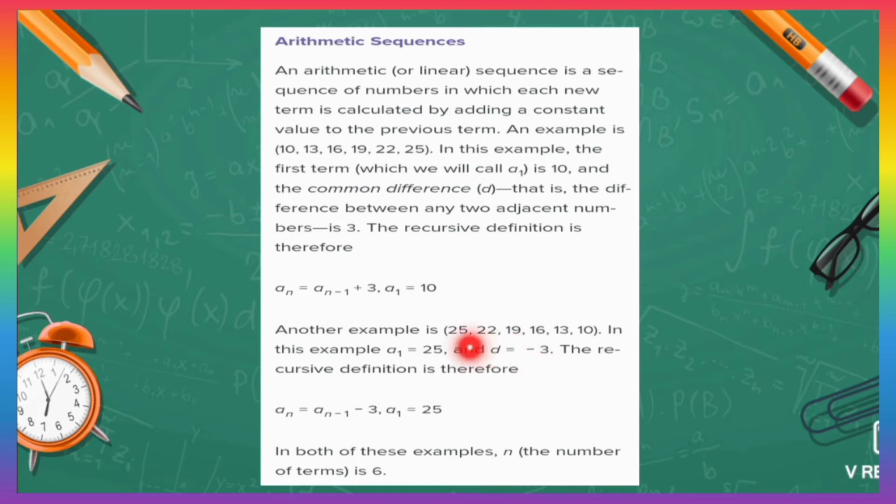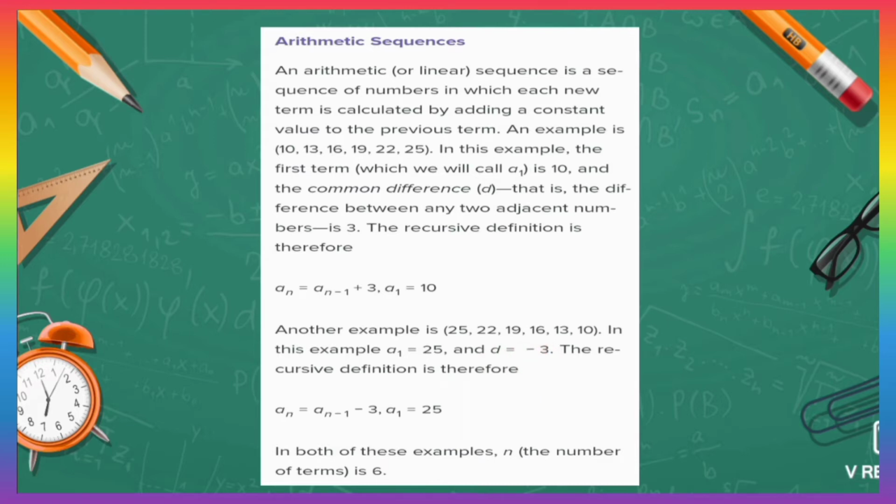Bakit negative 3? Kasi magma-minus na tayo. From 25, mag-minus tayo ng 3, magiging 22. 22, mag-minus tayo ng 3, magiging 19. 19, mag-minus tayo ng 3, magiging 16. And 16 minus 3, magiging 13. And 13 minus 3, magiging 10. So, kaya yung common difference niya ay negative 3.